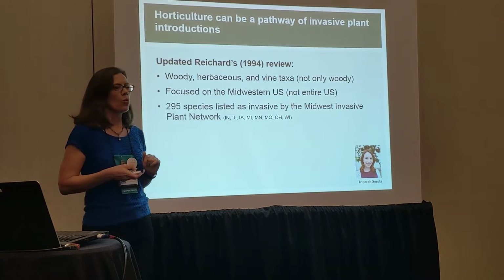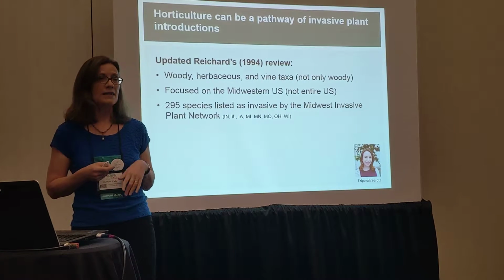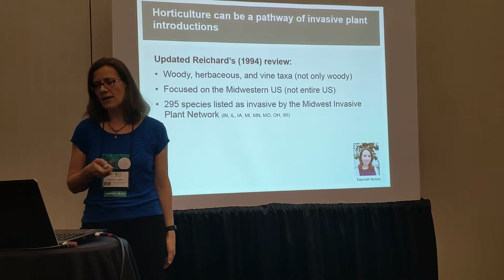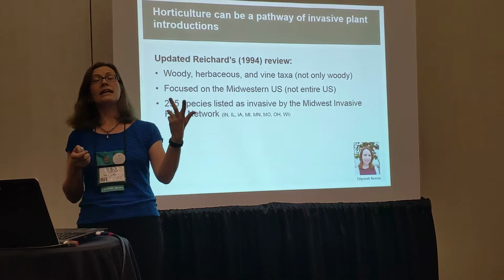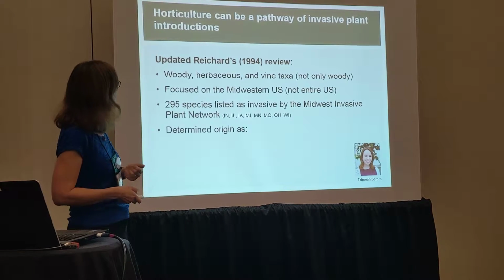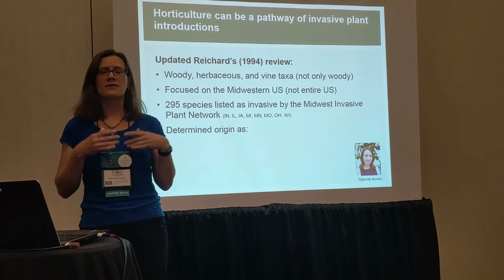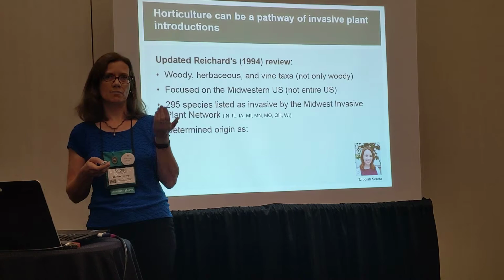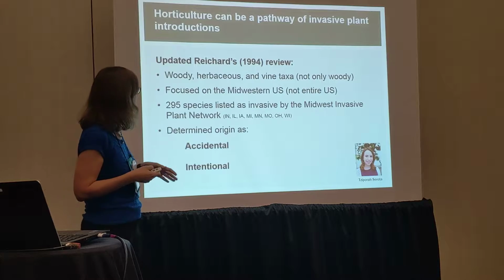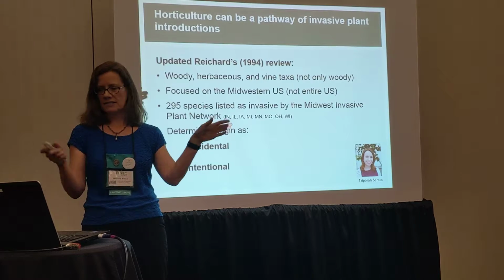How we did that was we took 295 species that were listed as invasive by the Midwest Invasive Plant Network. You can see the 8 different states that are located there. These were species that were either actively regulated by the states or just on their informational invasive species lists. For each of those species, we looked at the literature and different resources, and we tried to determine the origin of that plant. How and why was it introduced into the United States, or rather the Midwestern United States? And it turned out that the origin could be split into accidental and intentional. This is nothing new.